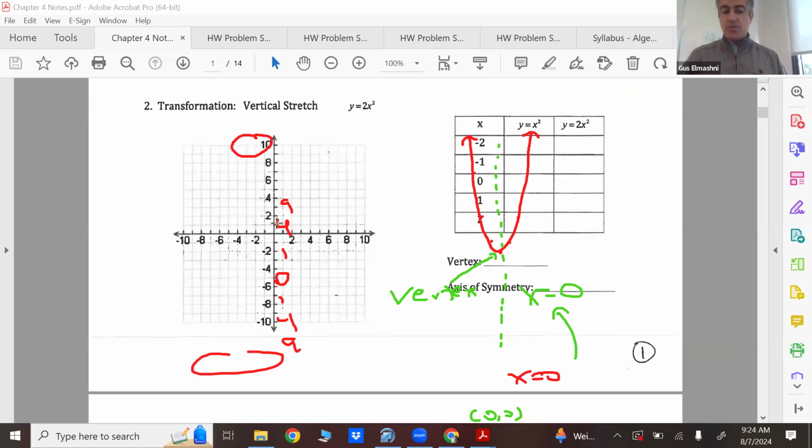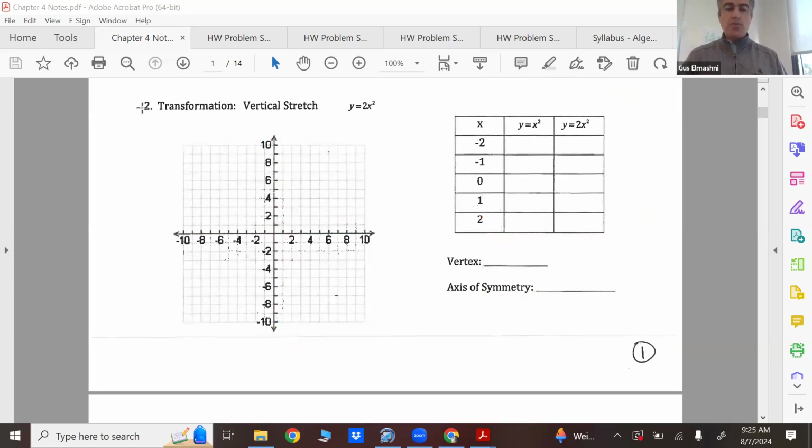Now, let's talk about a change. When you transform, you change, right? So here's a change, a vertical stretch. So this is pretty easy, right? That's what we just did in the previous problem, right? But what if you put a 2 in front? Now, be very careful. Because 2 times x squared, does that 2 get squared? Or do you square first? What do you do? Do you square first or multiply by 2 first?